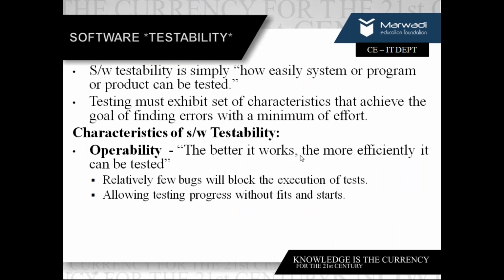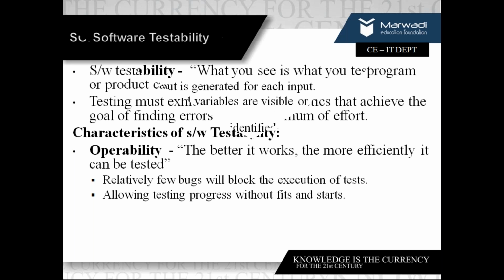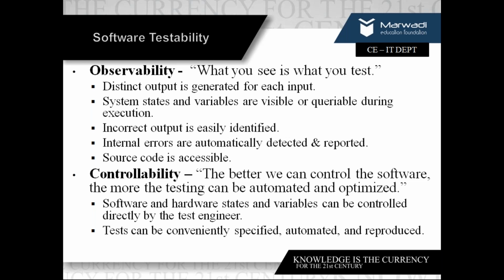Operability: the better software works, the more efficiently it can be tested. If I can run the software, if I can operate the software, I can test it properly. Is it or is it not? Yes. If I can operate, I can test. Correct. Observability. Can I observe things? Can I trace the programs? Can I trace the constants? Can I trace the variables? Can I trace the loops? Can I trace the constructs? Yes. Can I observe them? If yes, I can test it more.